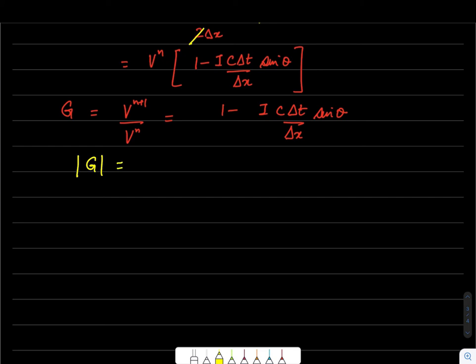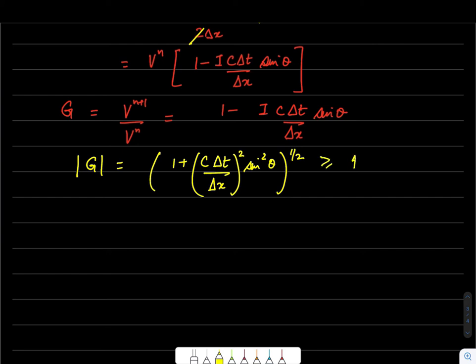Now to decide on whether this scheme is stable or not, let's look at the modulus of G. This will be the square root of 1 plus c delta t by delta x square sine square theta. You can see that sine square theta is anyway again a positive number. C delta t by delta x, c being a positive number, delta t, delta x are also positive numbers. That means that this number itself is actually more than 0. So 1 plus something which is a positive number will actually always be more than 1. The square root of that would be more than 1.